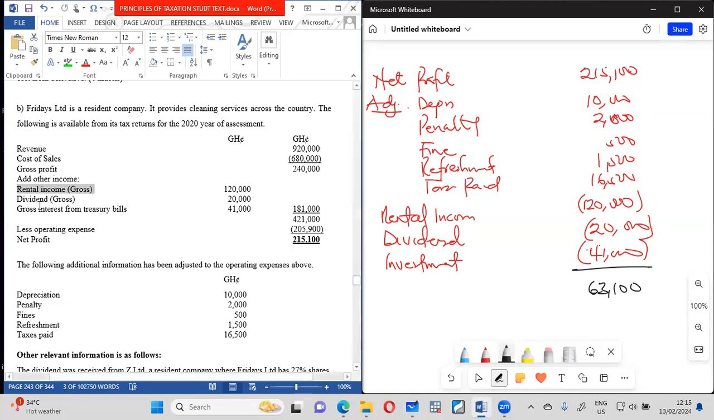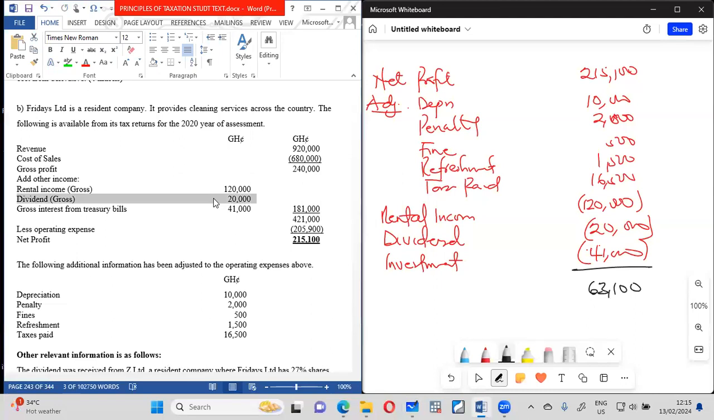Now, dividend, of course, we talked about the fact that dividend too will suffer 8%, but the question told us that it is between a resident entity and another resident entity, and that one is exempt from withholding tax. Then gross interest from treasury bill, income from treasury bill, we don't pay tax. So that is basically that. So what do we do?